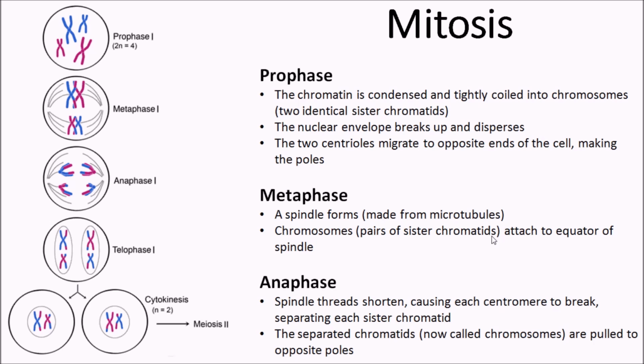We then move on to metaphase. During metaphase, a spindle made from microtubules forms, and chromosomes, which are the pairs of sister chromatids, attach to the equator of the spindle by the centromeres. We then move into anaphase, and at this point, spindle threads shorten, causing each centromere to break, separating each chromatid from its sister. As you can see, they're pulled apart.